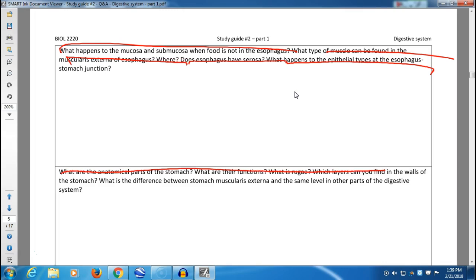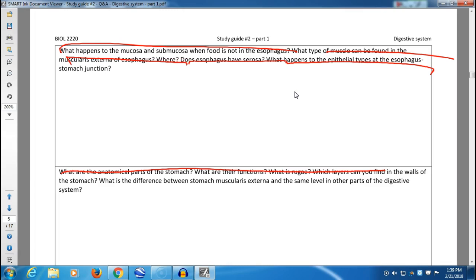Layers. Okay. What is the only difference? What does the stomach have that nothing else has? I'm talking about layers of the stomach. They have an extra layer. A third layer of smooth muscle, oblique. Okay. Now, in terms of the stomach, identify parts. Am I clear?